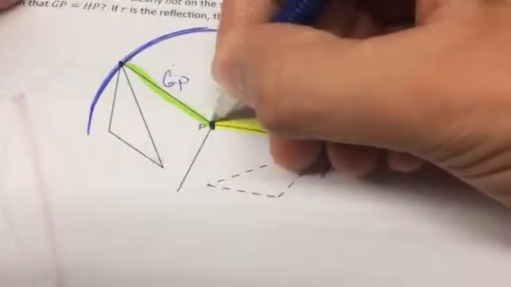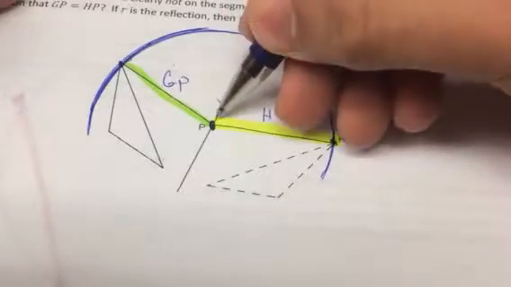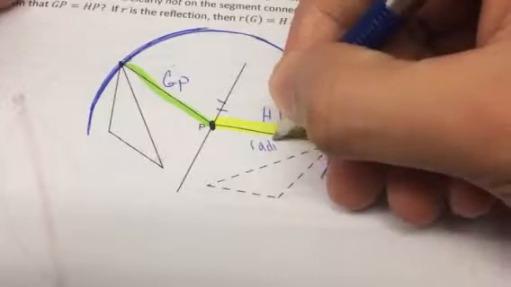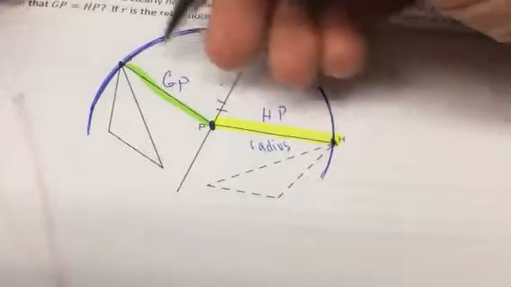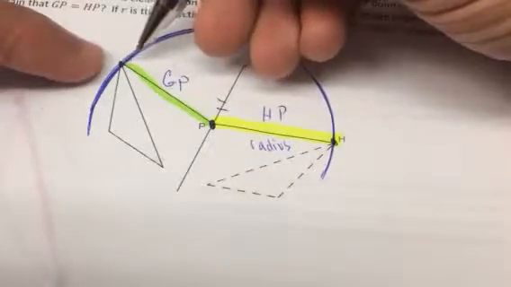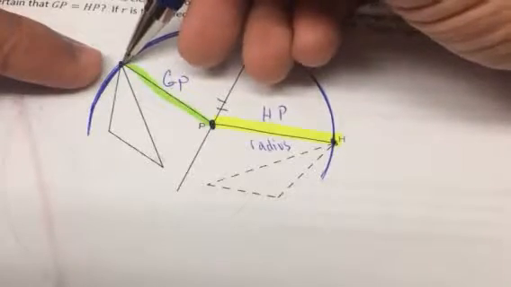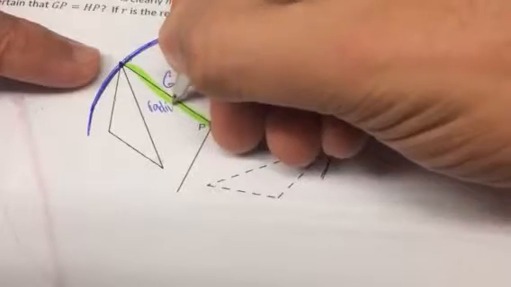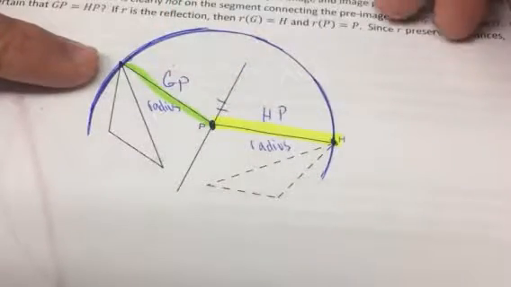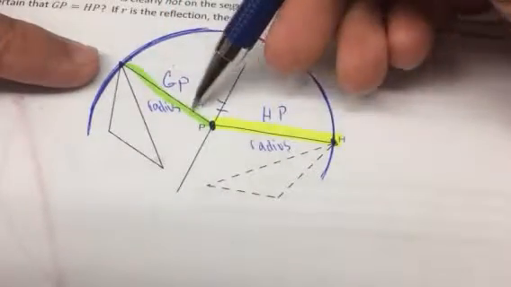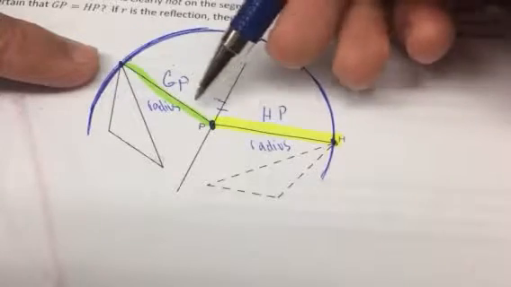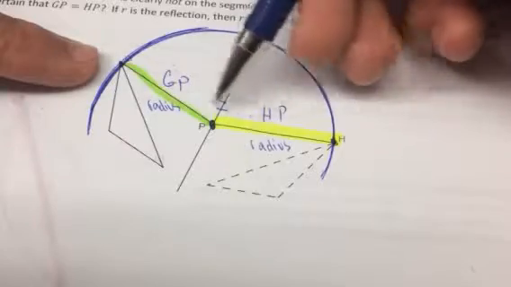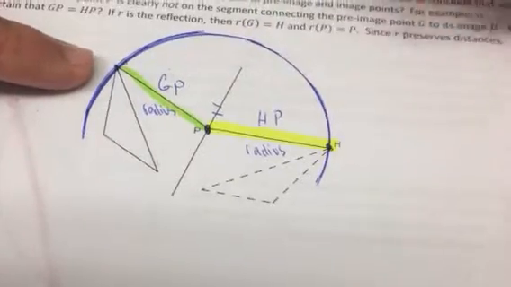P was my center. So that means P to H was a radius of my circle. All right? But look, this circle also crossed G over here. So that means P to G is also a radius of my circle. So these two have to be congruent because all radii of the same circle are congruent.